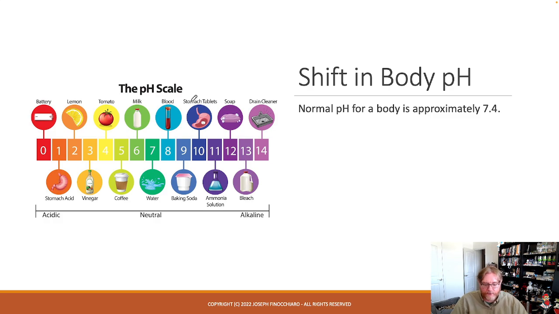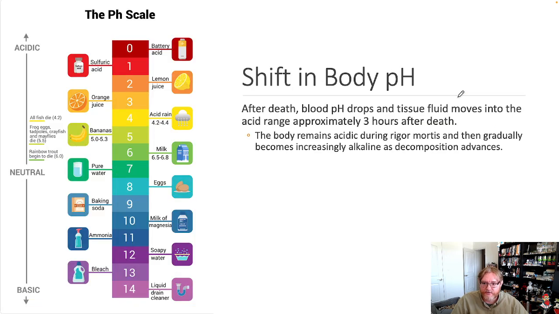Normal pH for a body is approximately 7.4. Hugely important number. 7.4 normal body pH. After death, blood pH drops and tissue fluid moves into the acid range approximately 3 hours after death. The body remains acidic during rigor mortis and then gradually becomes increasingly alkaline as decomposition advances.